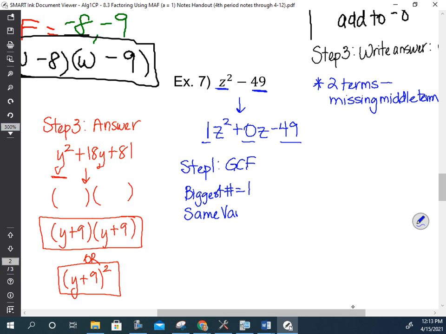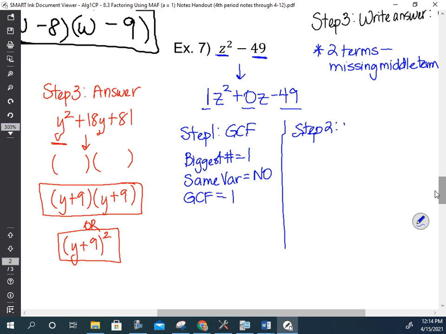Same variable. Do we have the same variable? No. 49 doesn't have a Z on it. So your greatest common factor is 1. So since the greatest common factor is 1, nothing changes. Go to step 2. Step 2, we do MAF.